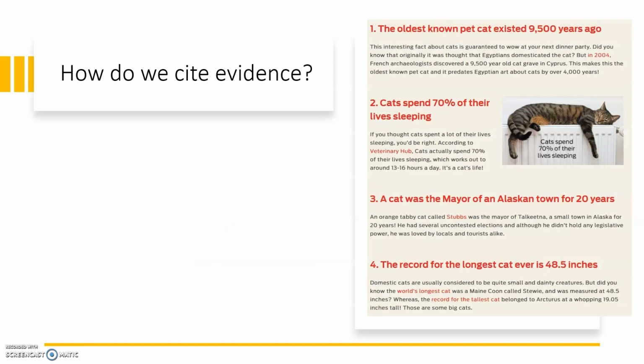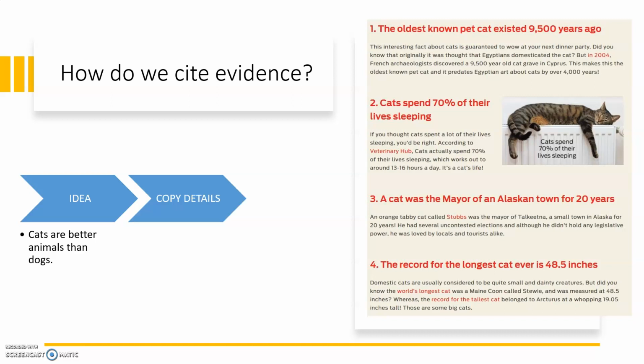So let's look at an example together from a text about cats. This is just a description about some facts about cats, and let's see if we can cite evidence to answer a question. So first we need to form an idea or an opinion. So my opinion, my idea, is that cats are better animals than dogs.